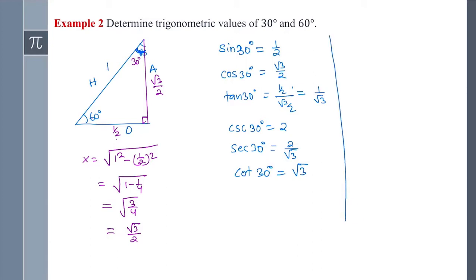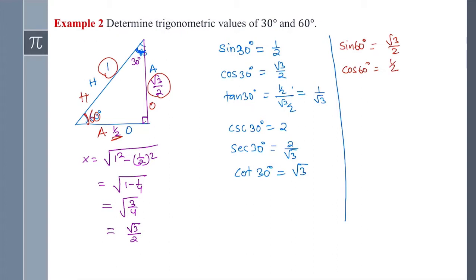Now for 60 degrees, we can do the same thing. We'll take this angle, 60 degrees. When we consider this angle, this is opposite, this is hypotenuse, and this is adjacent. So if we find sine of 60 degrees, it is opposite over hypotenuse, which is square root of 3 over 2 divided by 1, which is the same thing. Now cosine 60 is adjacent, so for 60 degrees, this is the adjacent, so 1/2 divided by 1, which is just 1/2.